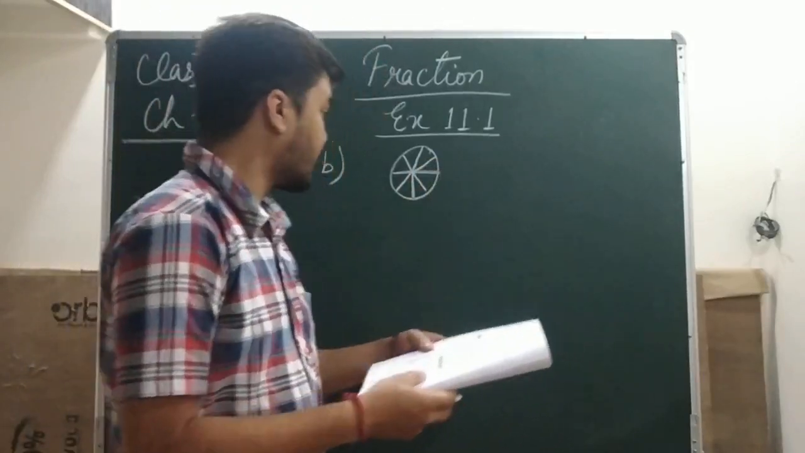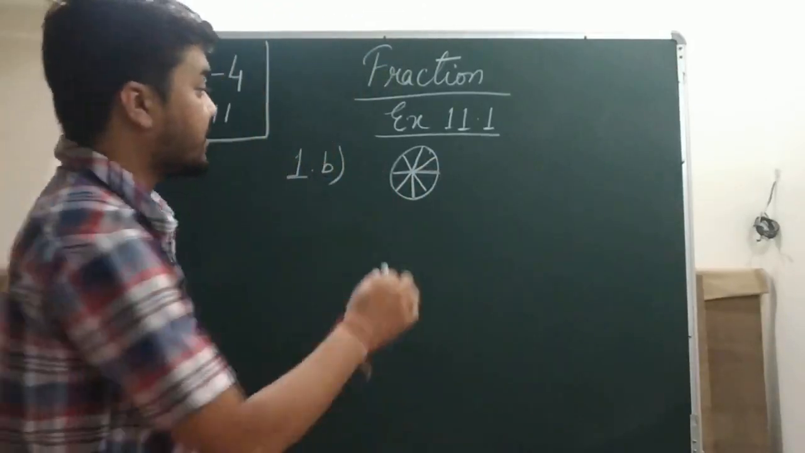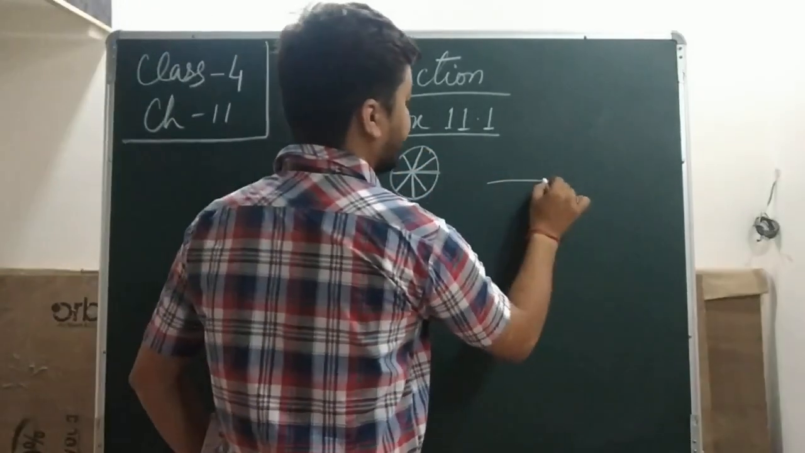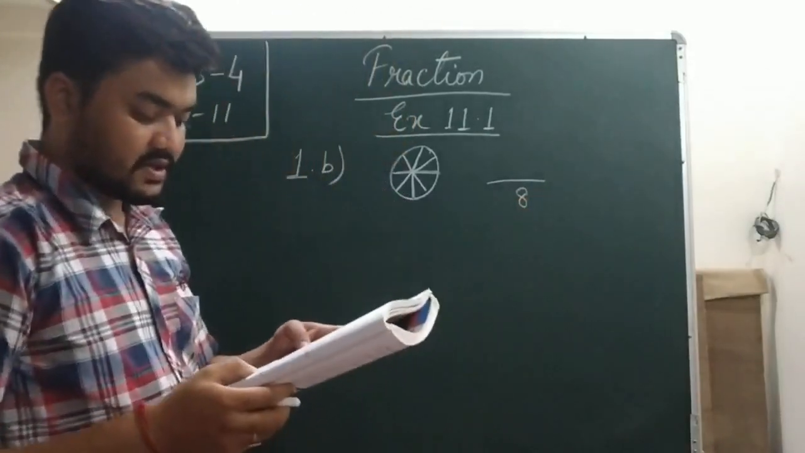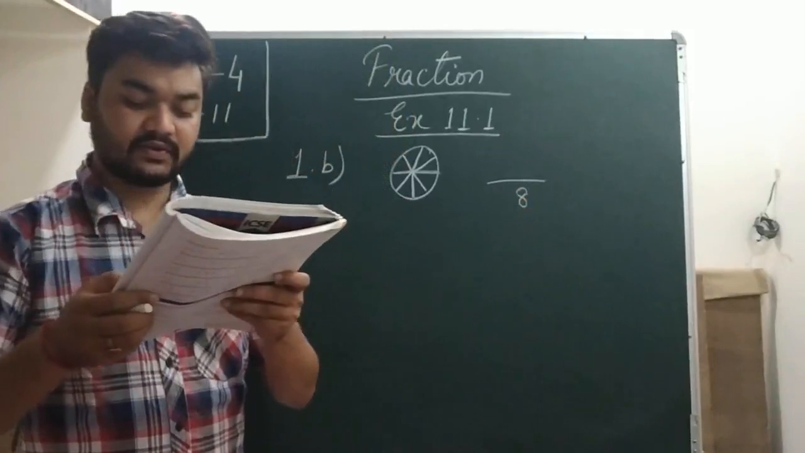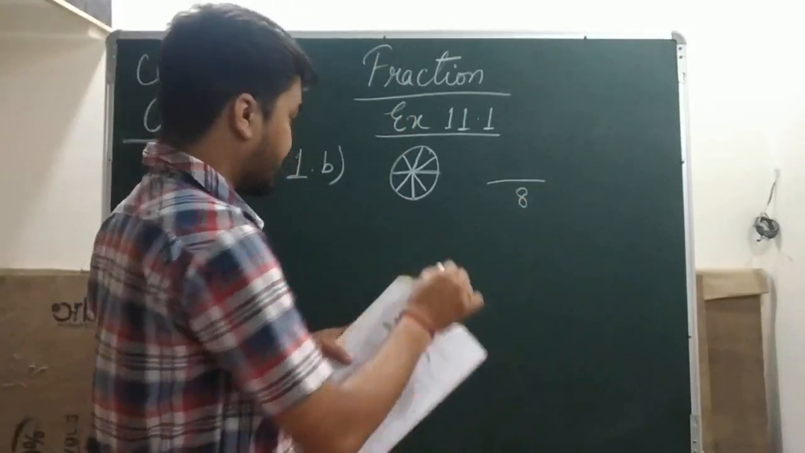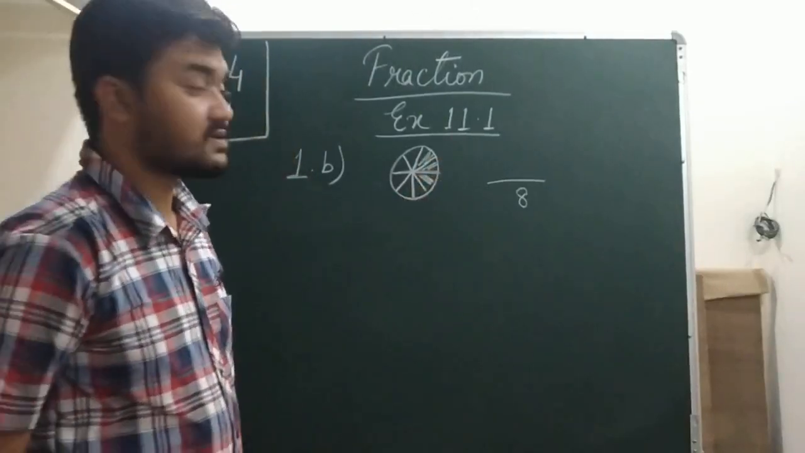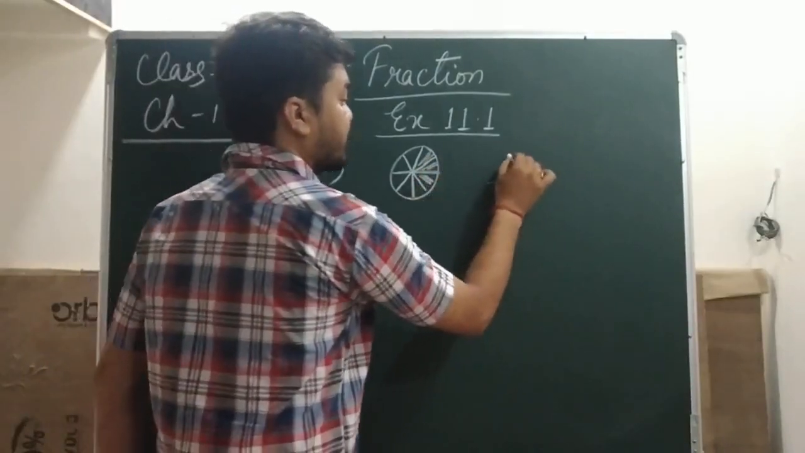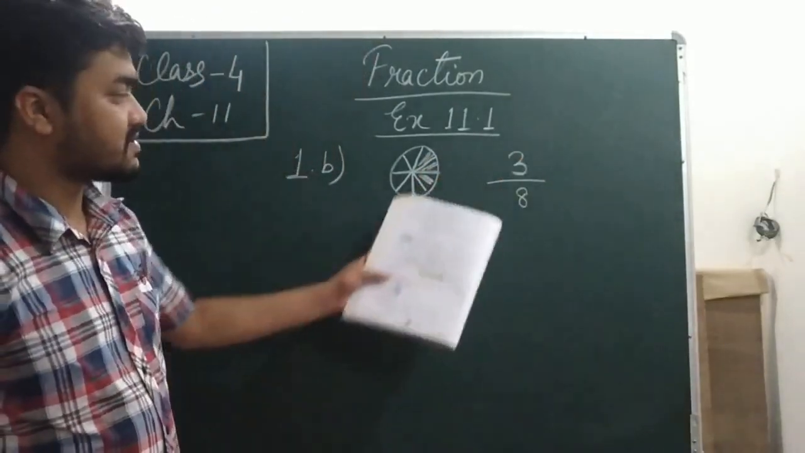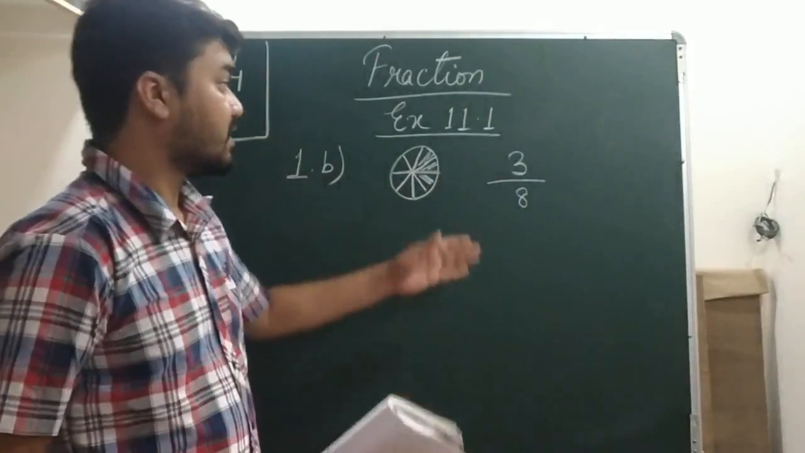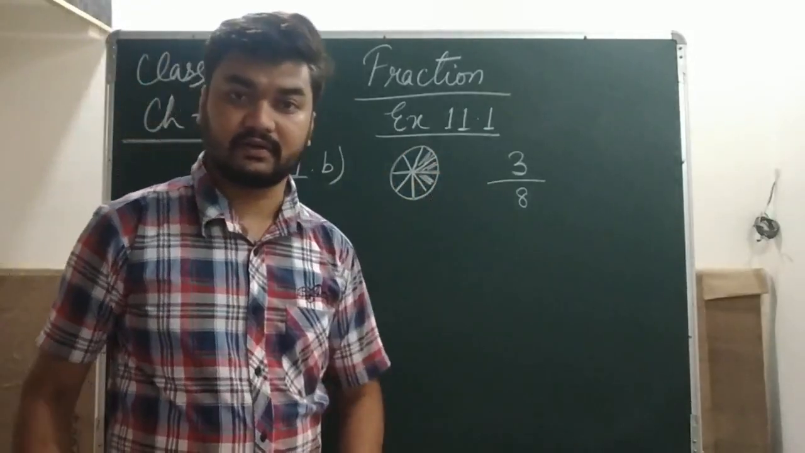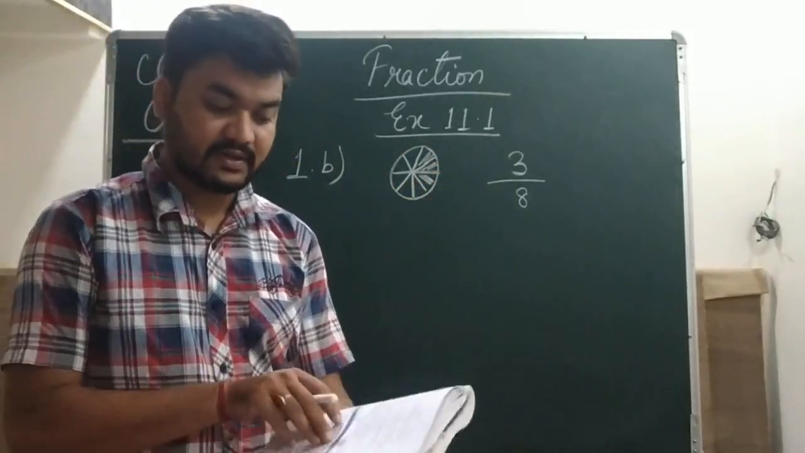See the figure. In this figure, it is divided into how many parts? 1, 2, 3, 4, 5, 6, 7, 8. It is divided into 8 parts. In the question it is asked to find the shaded part. So how many parts are shaded? 1, 2, 3. 3 parts are shaded. So the answer will be 3 by 8. It is very easy. The shaded part will be in the numerator and the total part will be in the denominator. This A and C you can solve like this.